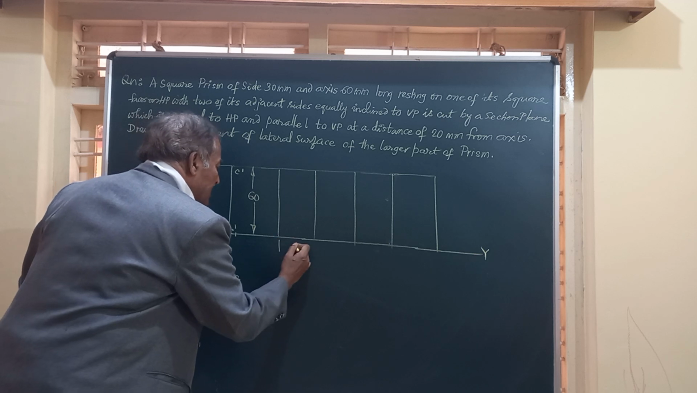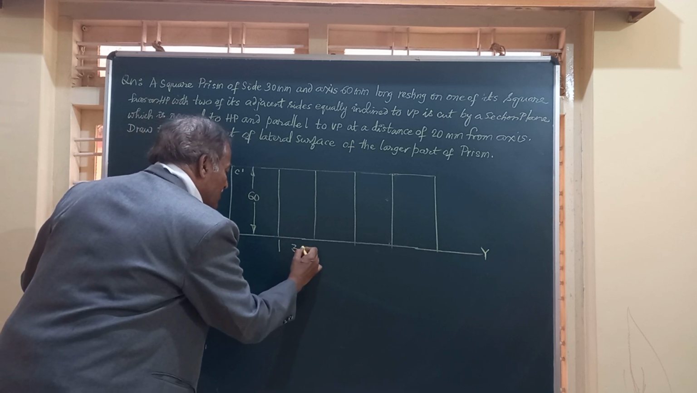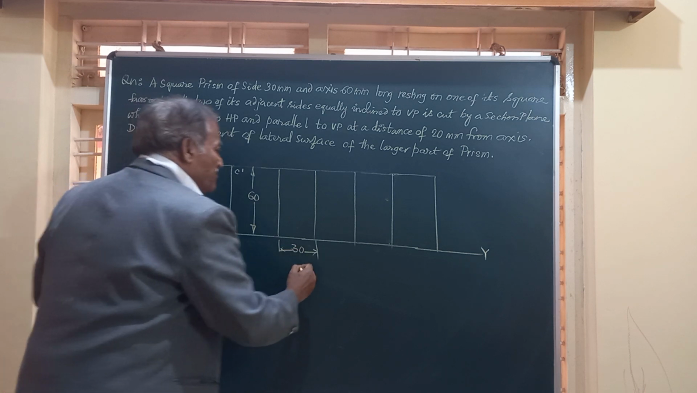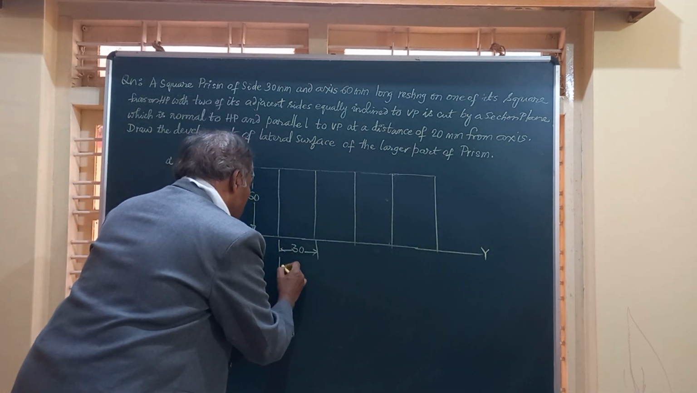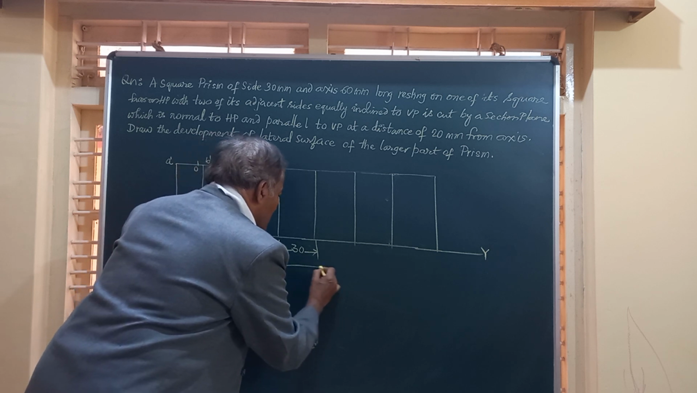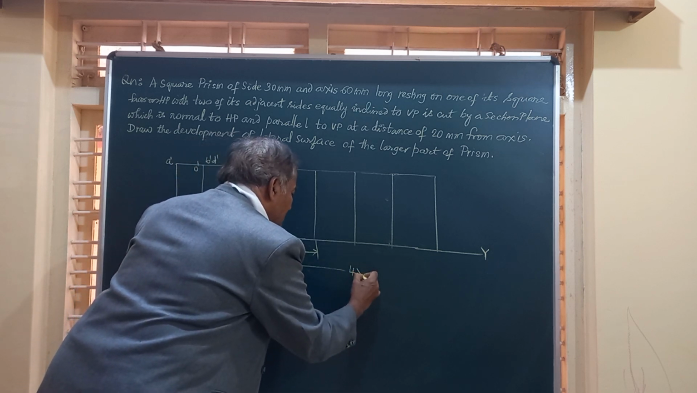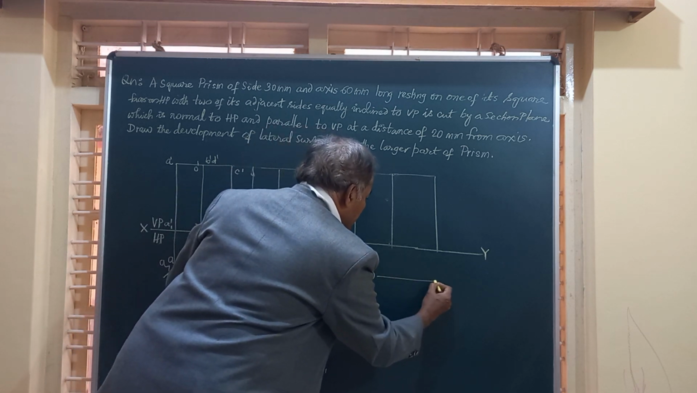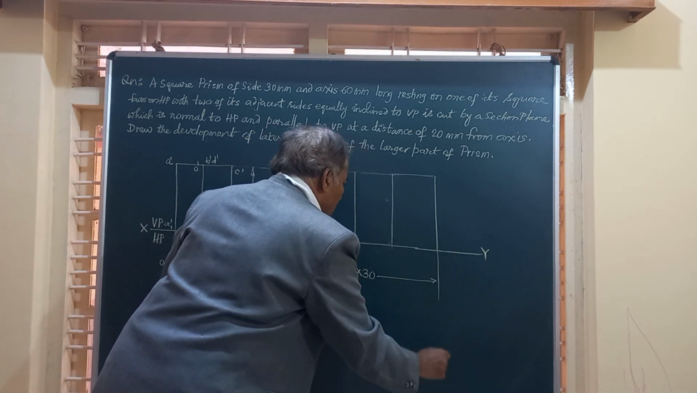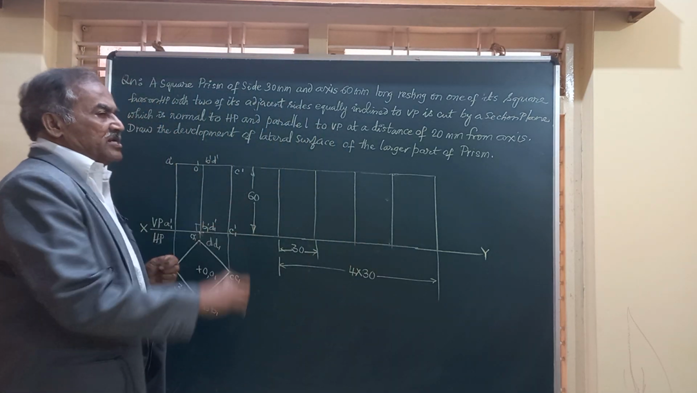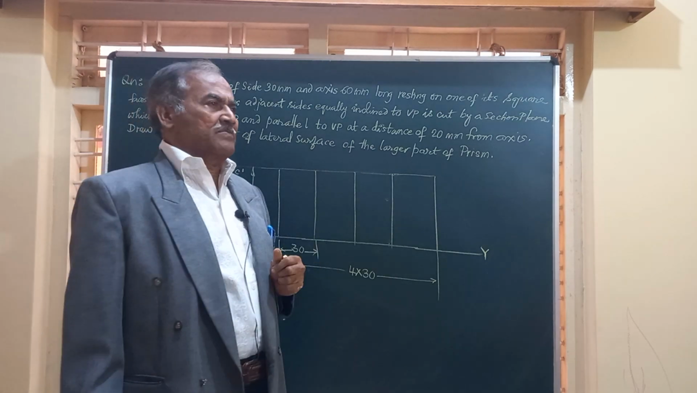So you have to just mark it as 30 mm, the width of each. And there are four such rectangles. So I will mark here 4 into 30. So 4 is the number of sides and 30 is the width of each, that is 120. So we have marked the development when the solid is not cut by any section plane.